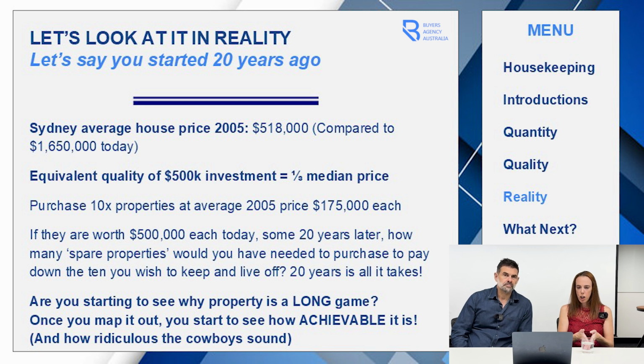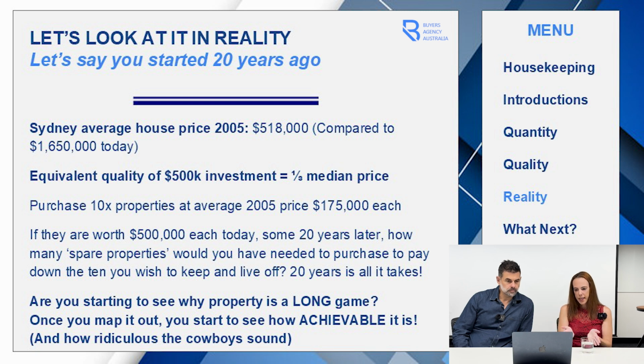So what that shows us is that in 20 years, more or less, prices have trebled. So 518,000 then was average, 1,650 is average today. Now we're not buying average investment properties. We talked about 500K properties, which might not get you Sydney, it might get you somewhere else like Queensland.